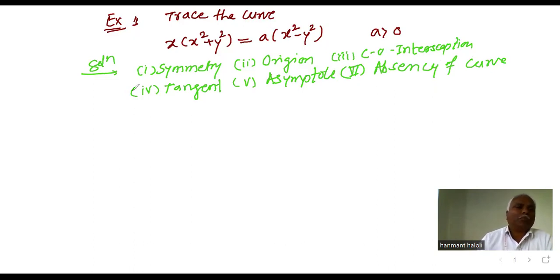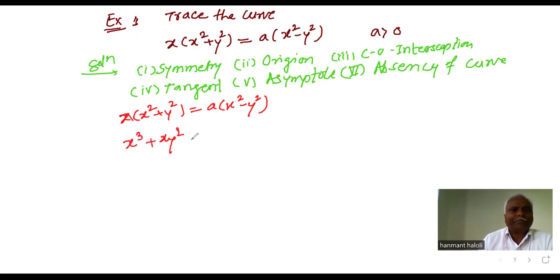Now, before explaining these points, the given equation has to be rewritten in the proper way. Copy the equation properly. x into x square plus y square is equal to a into x square minus y square. This is the given equation. x into x square, multiply inside. You get x cube plus x y square is equal to a x square minus a y square. You can see y square is there on both sides, and here x cube and x square.